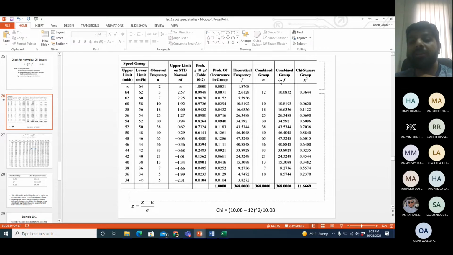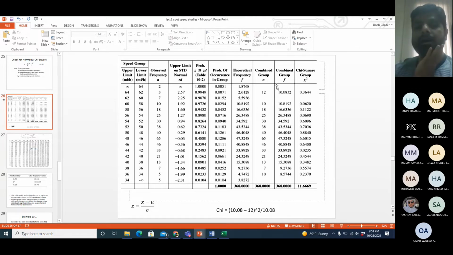When you are combining the f values, you need to combine the n values as well. So how did I get 12 here? I merged the three groups, right? So 2 plus 3 plus 7 is 12. And then again, how did I get 10 here? I merged two groups, right? So for two groups, 5 plus 5, 10. So now you will use the n and f values of the merged groups.